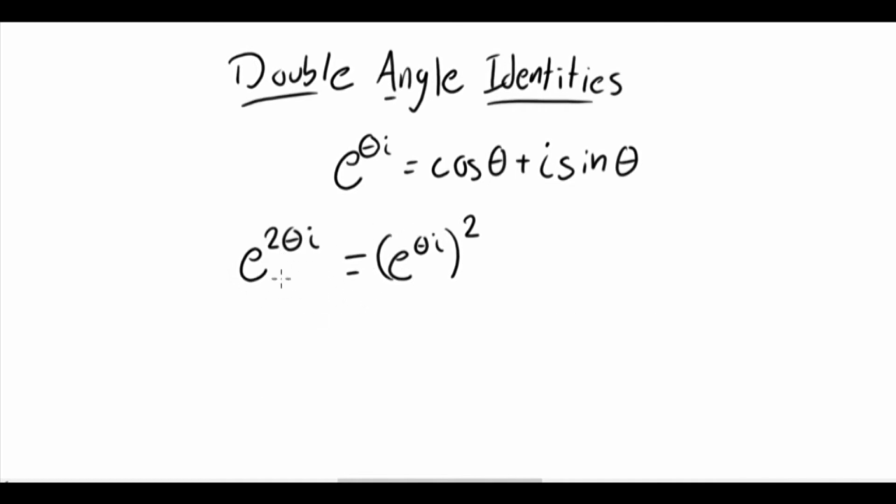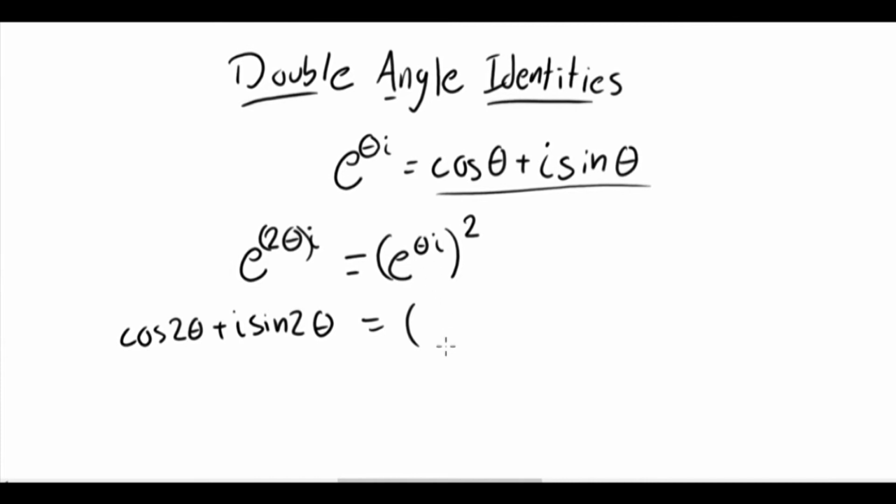So we're going to expand out both sides of this equation. So e to the 2 theta i, we can come over here, and let's just substitute in 2 theta. So cosine of 2 theta plus i sine of 2 theta. That makes sense? We should just take that as the angle. Now over here on the right, let's do the inside portion first. So e to the theta i, as we've shown earlier, is cosine of theta plus i times the sine of theta. But again, we're squaring all of that.